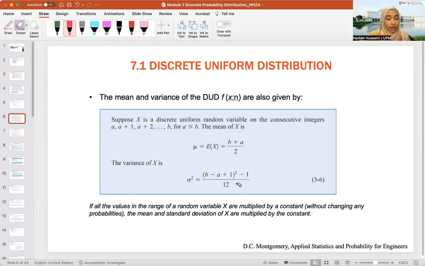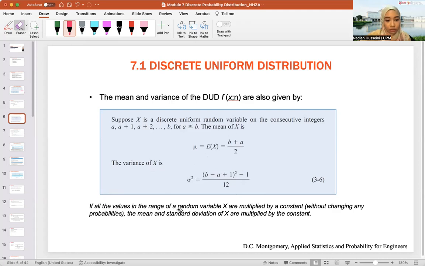And then we have variance for X. Again, you have to know what B is and you have to know what your A is. And this is the shortcut version. I recommend you use this one. Do not give extra headache to yourself, because we already have a lot with statistics.